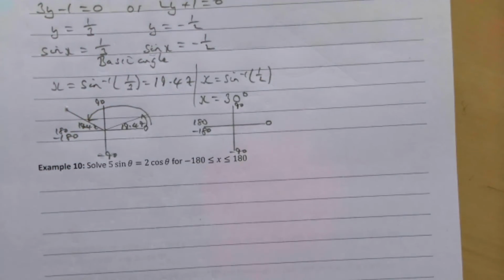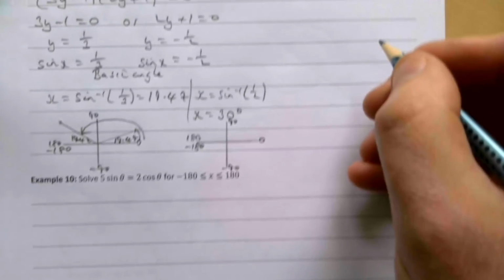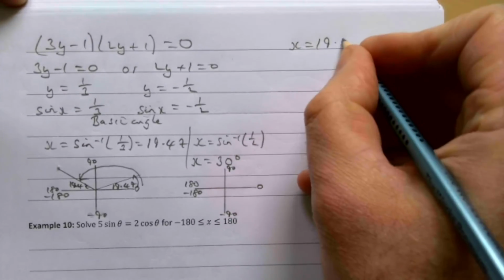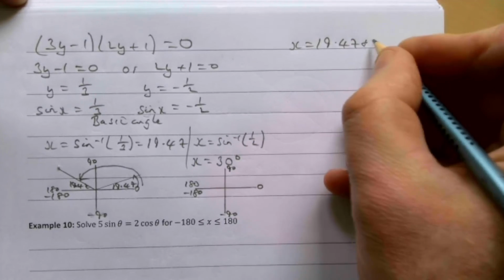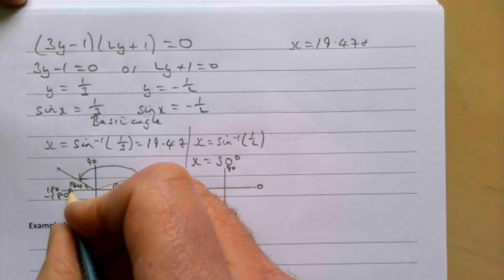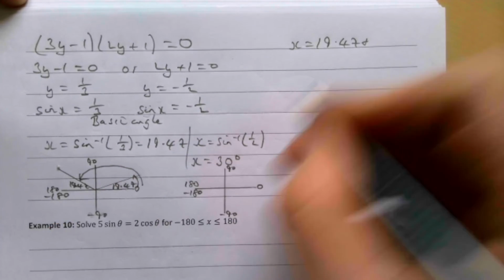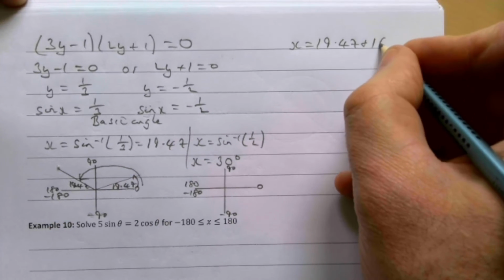So my two angles there, x are 19.47 and 180 take away 19.47, which I think is 161.